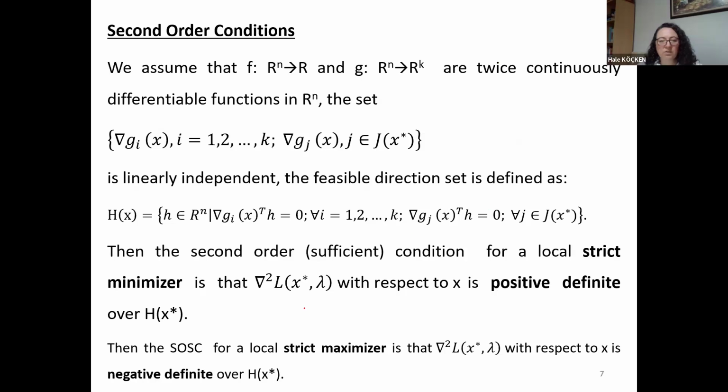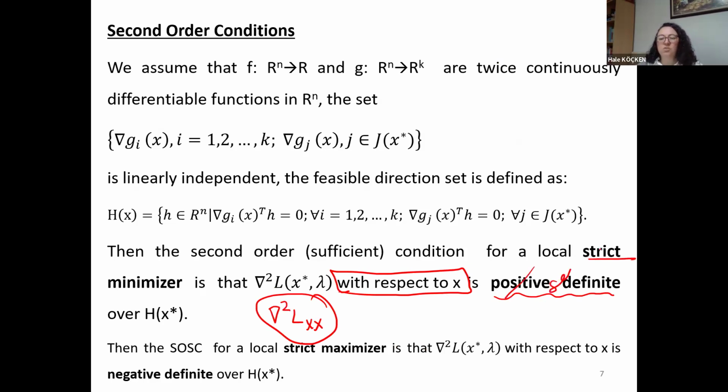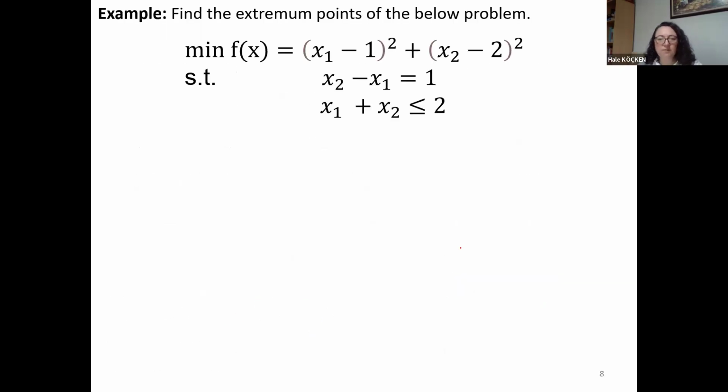And for the second order, we write nabla squared L_xx. The subscript xx means that we are taking the nabla squared of L with respect to x. We are just investigating the definiteness of it. If it is positive definite, it will be a strict minimizer. If it is positive semidefinite, it will be just a minimizer. If it is negative definite, it will be a strict maximizer, and a maximizer similarly. We just solved this question last week.